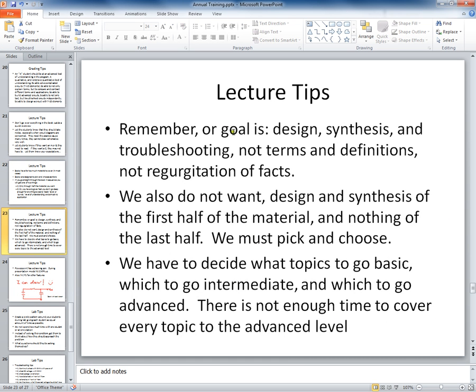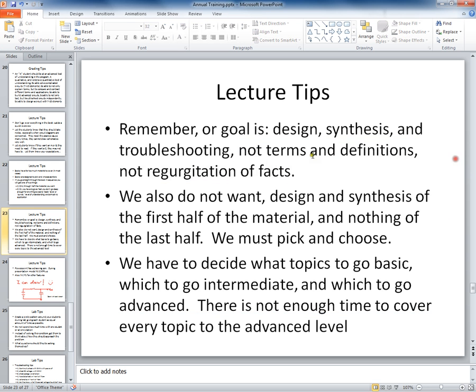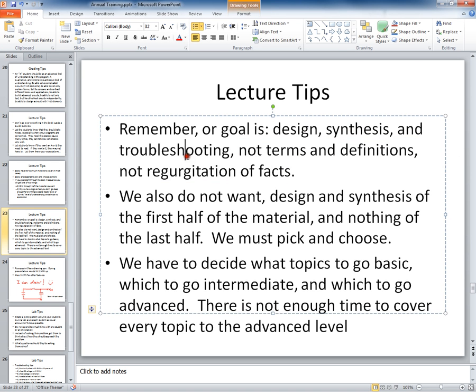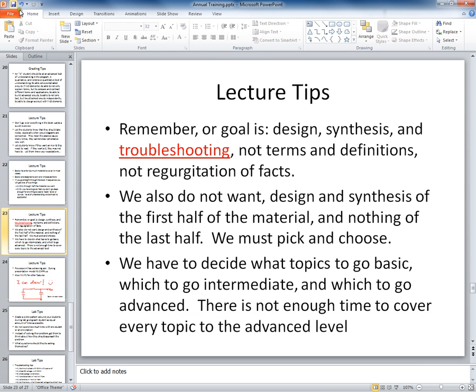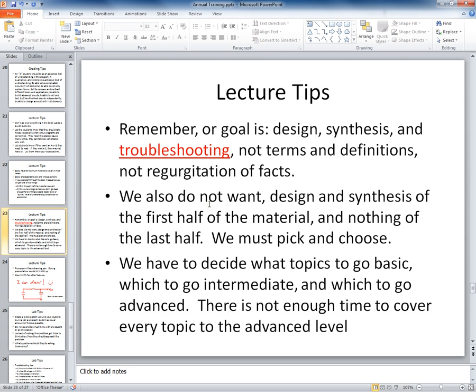Lecture tips, remember, our goal is design, synthesis, and troubleshooting, not terms and definitions, not regurgitation of facts. Regurgitation and memorization is not engineering. Engineering is design, synthesis, and troubleshooting. Industry wants troubleshooting over and over again. They tell me they want troubleshooting most of all. Design and synthesis is more for real engineers, but we want to have some level of design and synthesis, not to the engineering level. But we certainly want to have the most advanced level of troubleshooting that we can have, especially in an A student.